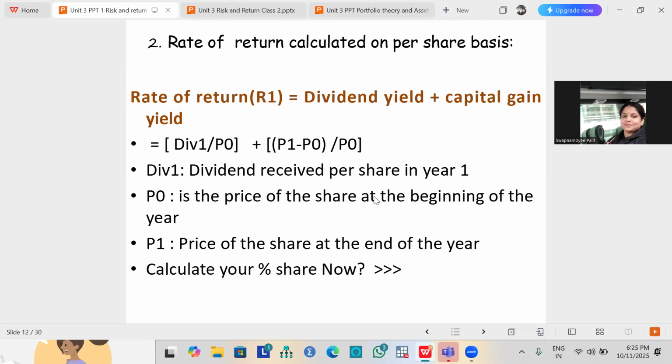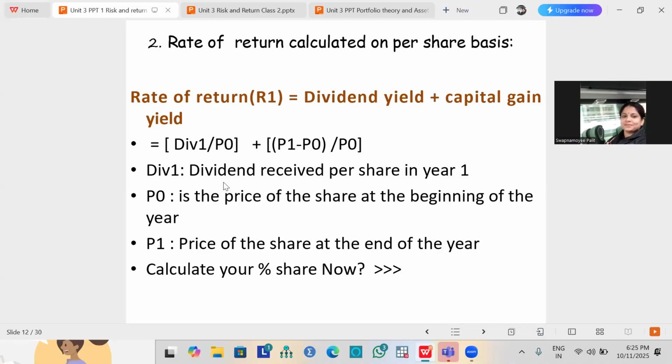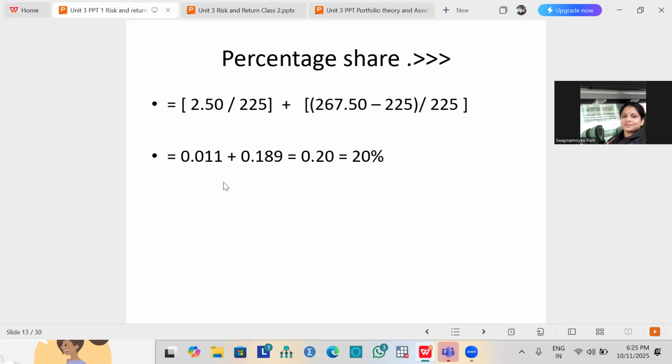So already you have calculated it. You can go this way, depending upon what information is given to you in the exam. If it is your total return divided by total investment, this is 20%. You can also calculate it by your formula of dividend yield plus your capital gain yield, and you get the same answer, which is 20%.